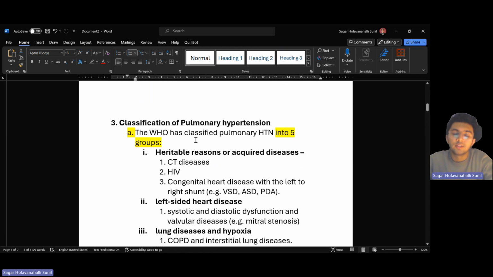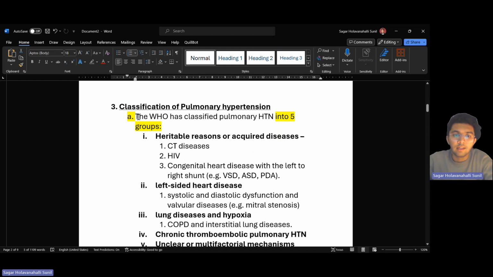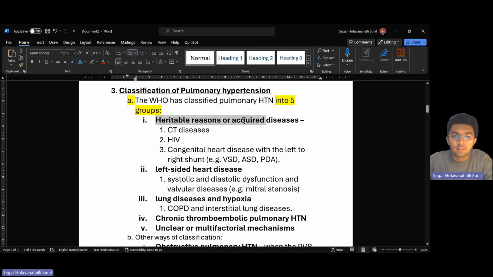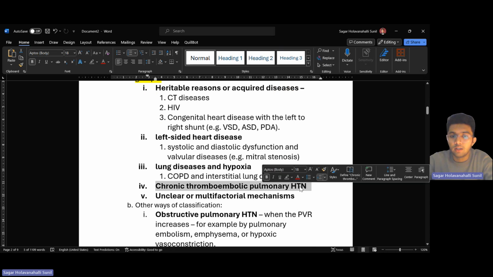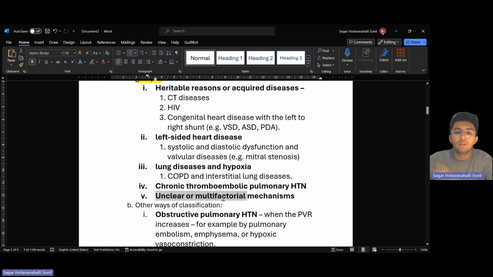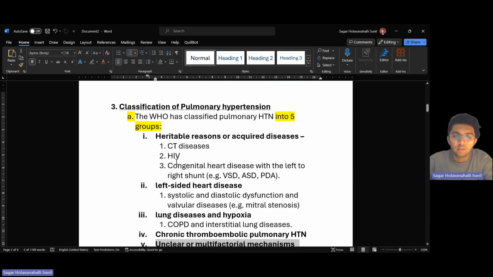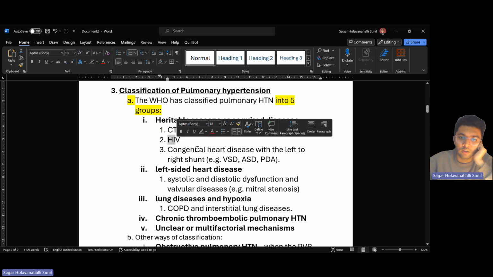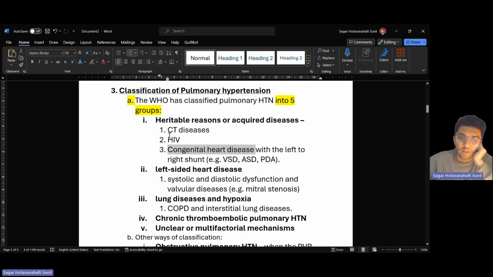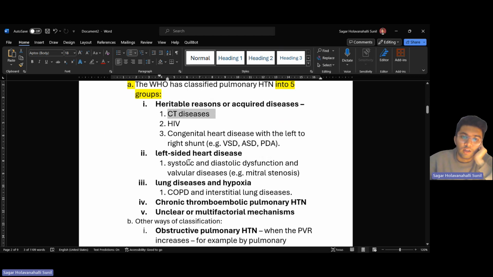Now, if you were to classify this, there are many different ways to classify. You mainly have the WHO classification. It could be either heritable reasons or acquired diseases. It could be hypertension caused due to left-sided heart failure, due to lung diseases and hypoxia, or due to chronic thromboembolic pulmonary hypertension, or there are some unclear, multifactorial or idiopathic causes. Again, there are some heritable reasons or some acquired diseases such as HIV, congenital heart disease or connective tissue diseases. Maybe there could be some mitral stenosis, right?